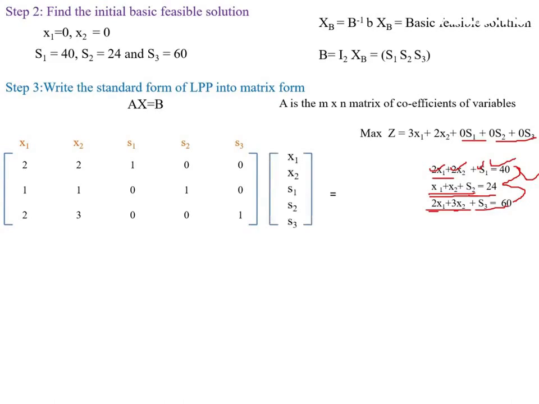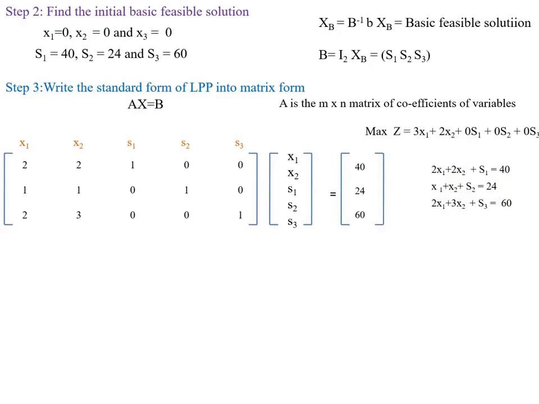Next we have to write down the column matrix of all the variables, that is x1, x2, s1, s2 and s3. Next, B is the column matrix for the right hand side values of the constraint equations, that is 40, 24 and 60. Next step is to construct the initial simplex table.